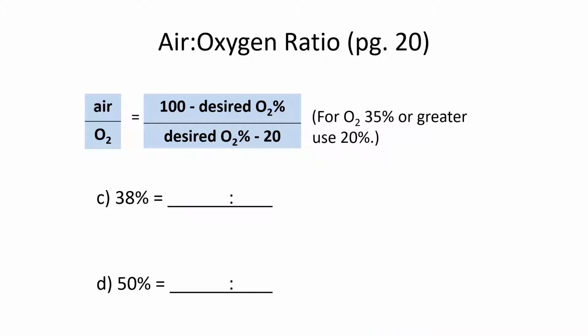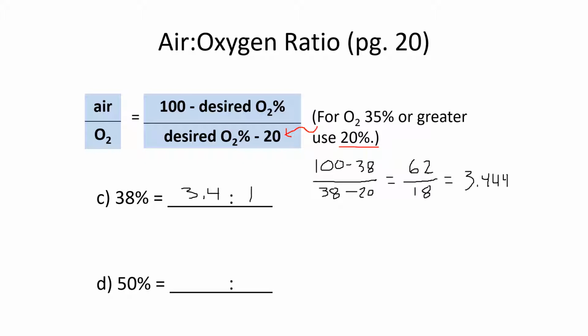All right, this time we are greater than 35, so we'll use the 20 value. So we got 100 minus 38 over 38 minus 20, which simplifies to 3.4. At 50%, we're still using the 20% oxygen. So 50 over 30 gives you about 1.7 to 1. So 1 decimal place is good enough for the air oxygen ratio.